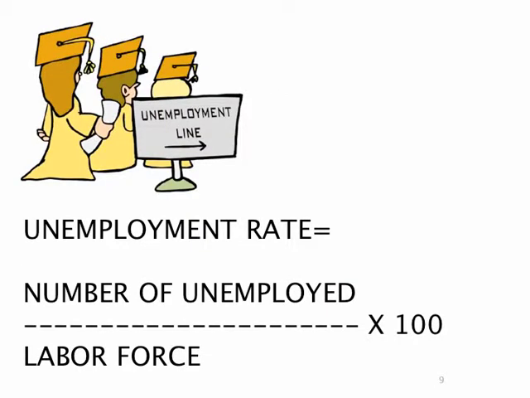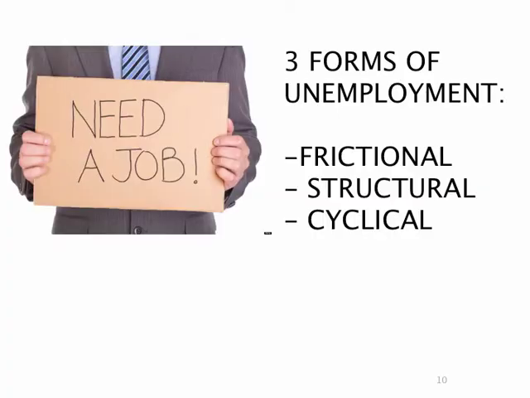The unemployment rate measures how well we are achieving the goal of full employment. A person who is actively seeking a job is considered unemployed. The unemployment rate is the number of unemployed as a percentage of the labor force. The unemployment rate measures unemployment in the economy, but it does not provide any information about why people are unemployed.